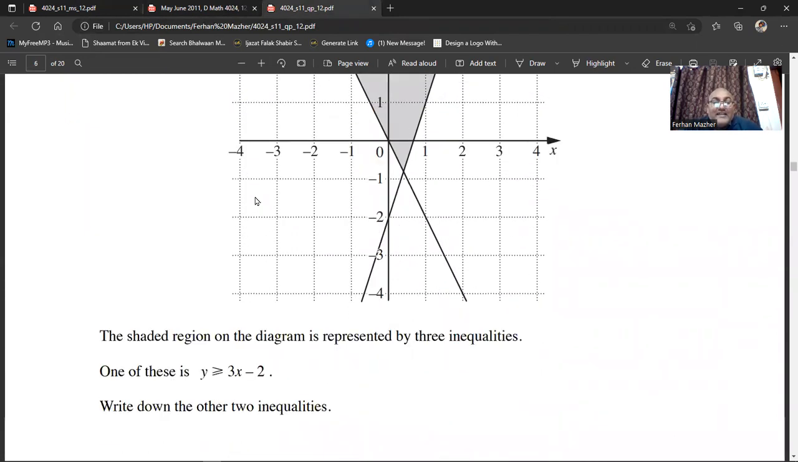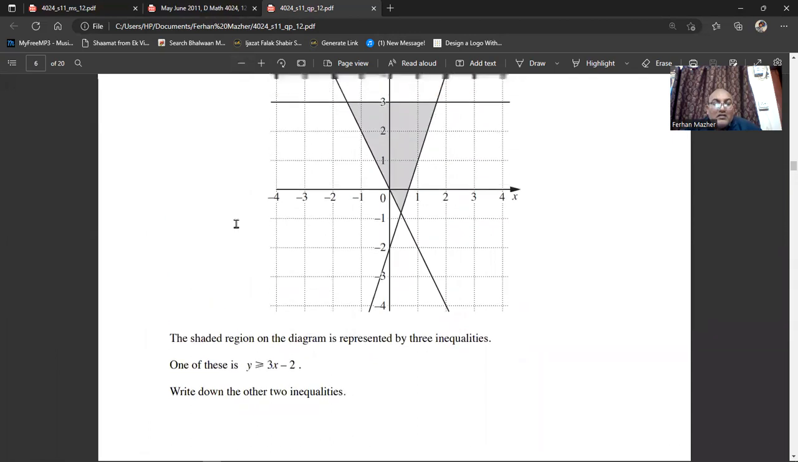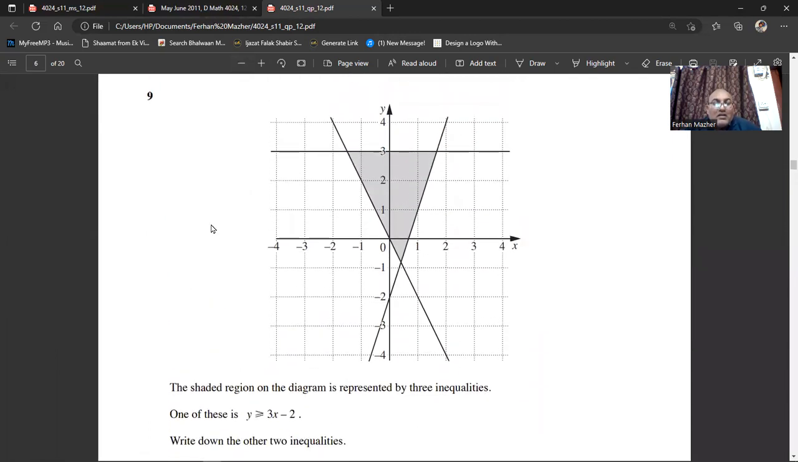Question number 9, he says the shaded region on the diagram is represented by 3 inequalities. One of these inequalities is y is greater than or equal to 3x minus 2. Write down the other 2 inequalities.